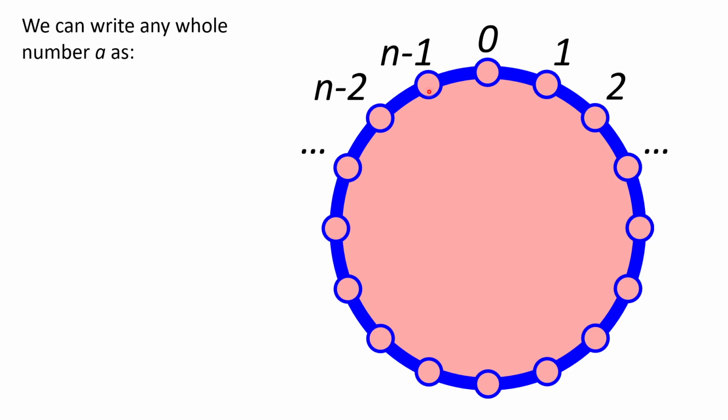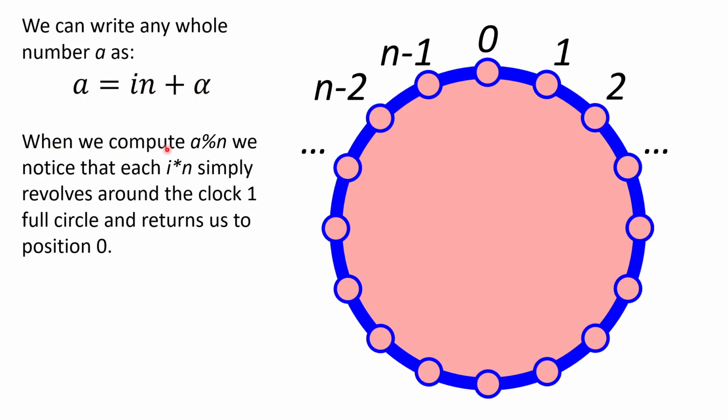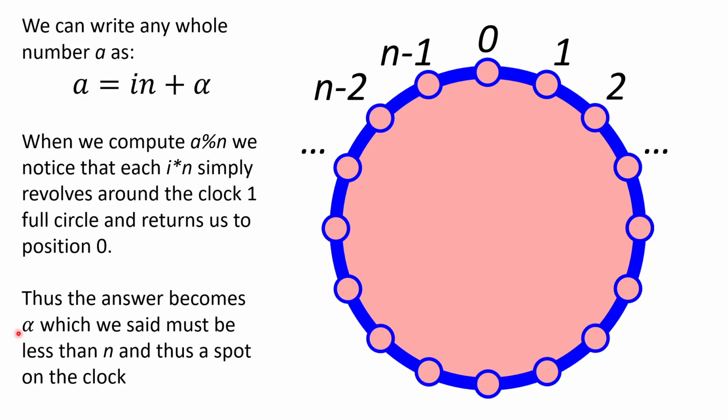And the way this works is, again, we can write any whole number a as a equals in plus alpha, where alpha is the residue and thus assumed to be less than n. Otherwise, it would be part of this. And when we compute a mod n, we notice that each in simply revolves around the clock one full circle and thus returns us to position 0. So if we start at 0, each in here of this a will just go around and bring us back to 0, around and bring us back to 0. So it won't really count for anything. Thus the answer becomes alpha, which we said must be less than n, and thus a spot on the clock.